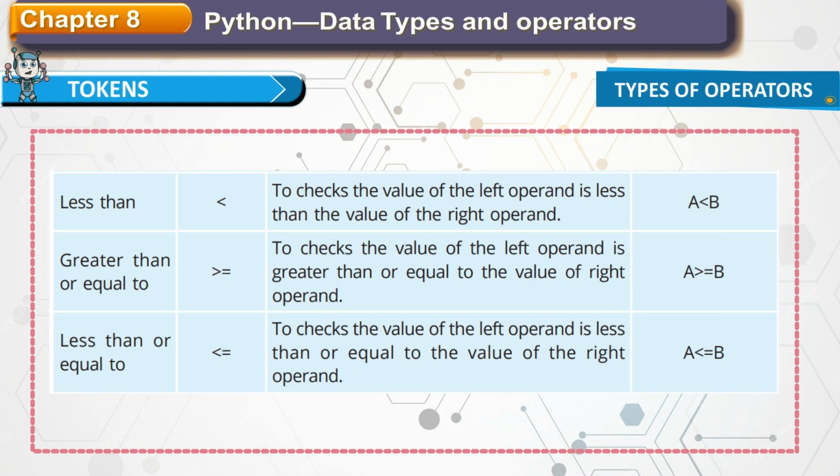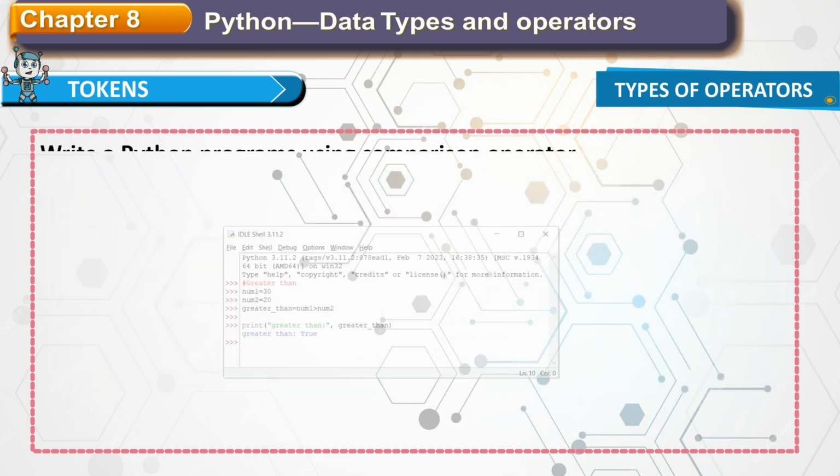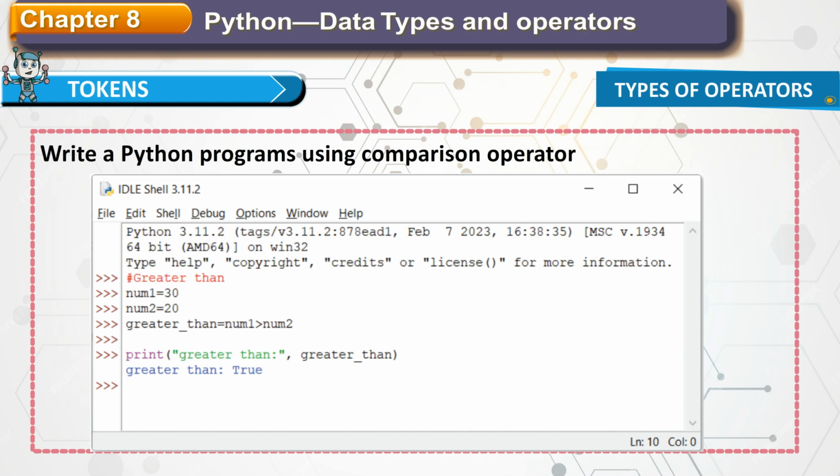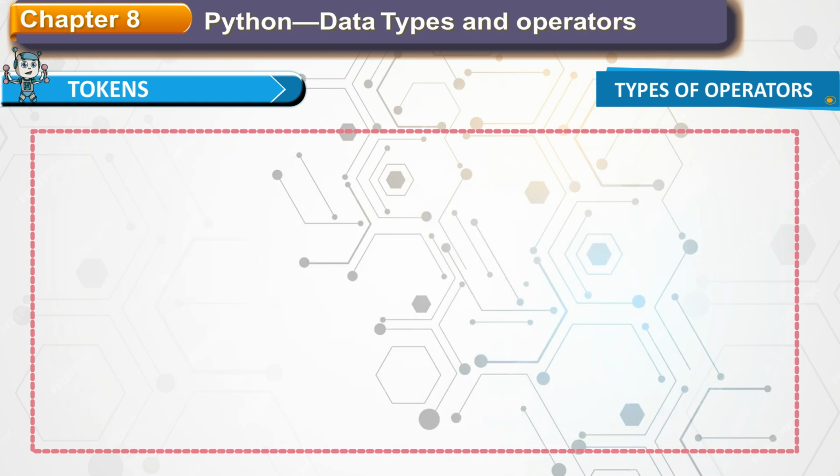To check whether the value of the left operand is greater than or equal to the value of the right operand: A >= B. Less than or equal to checks whether the value of the left operand is less than or equal to the value of the right operand: A <= B. Write a Python program using comparison operators.